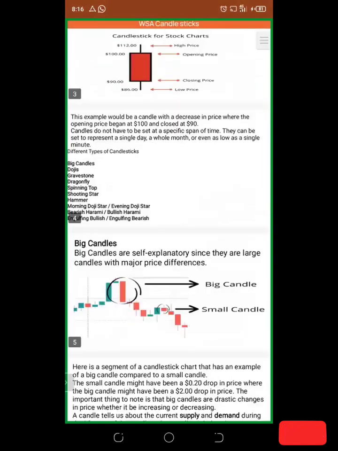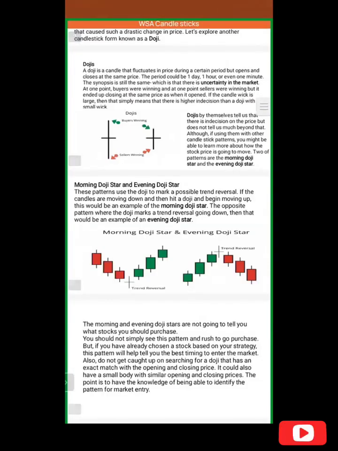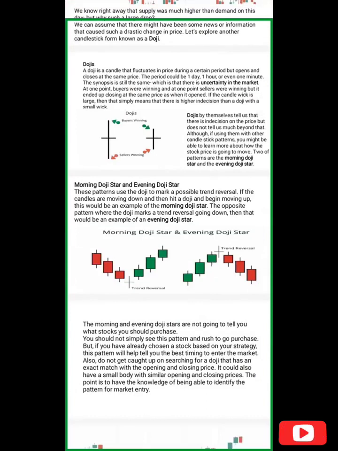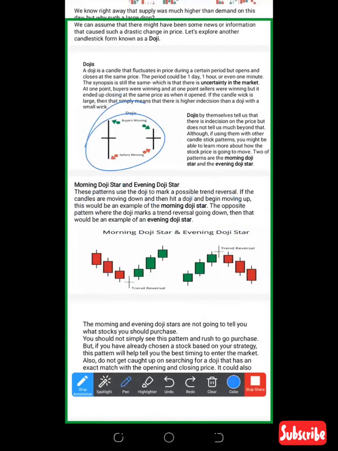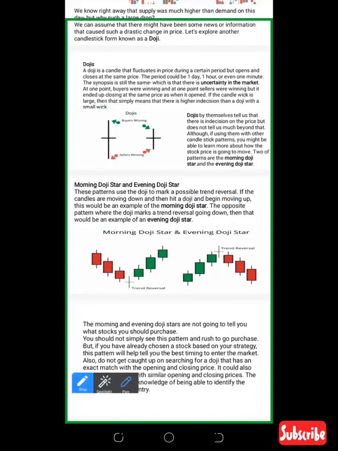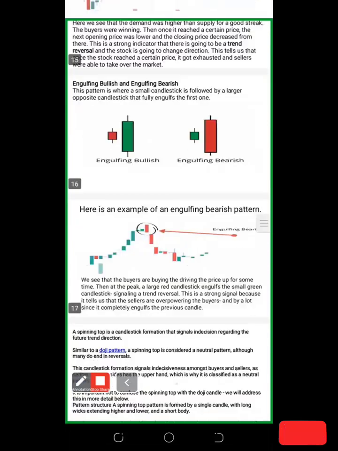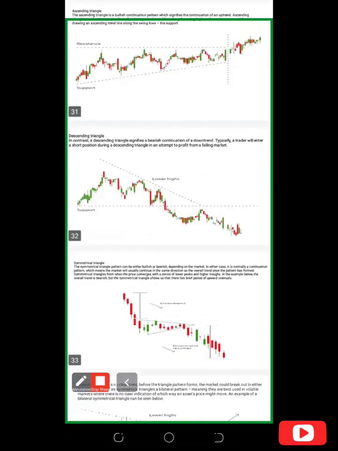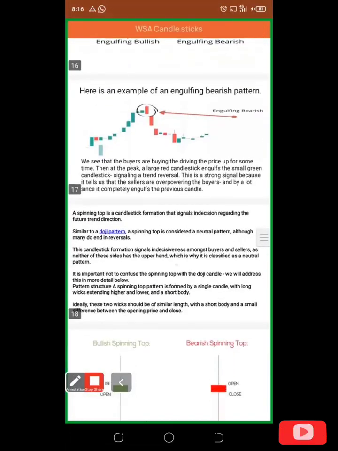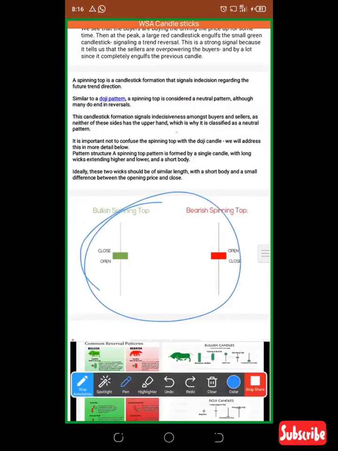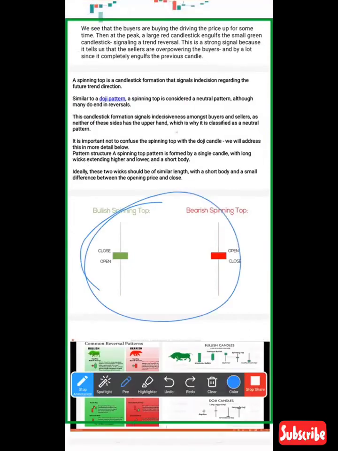Remember this here. This was the first thing we talked about. So, bullish spinning top and bearish spinning top do the same work as a doji. They are referred to as what? As an indecisive candle. So when you spot them, you just wait.